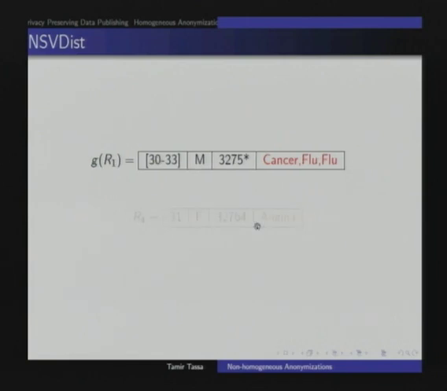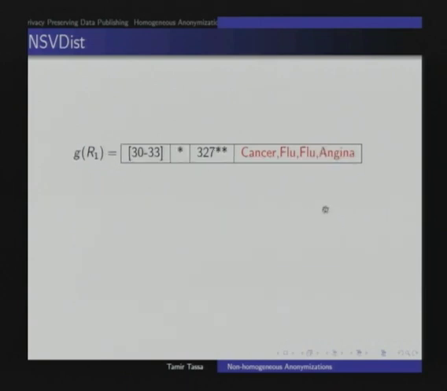So look what happened. Here there was no change. Here the minimal age was changed to 30, and here I added the next sensitive value, which is flu. Let's do one more step. If the next record is this, this is what we get. So we do this generalization starting from each original record, and then we obtain a non-homogeneous anonymization, because every record will be generalized in a different way.